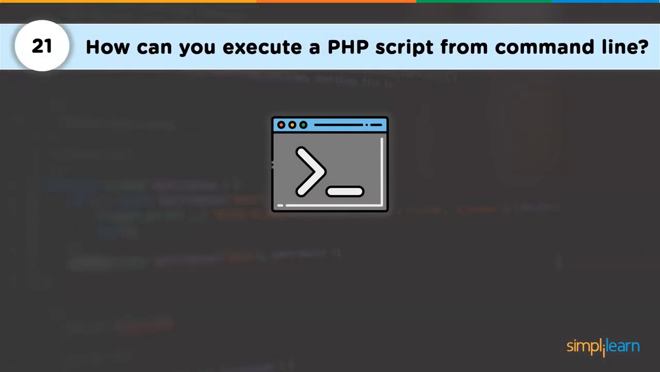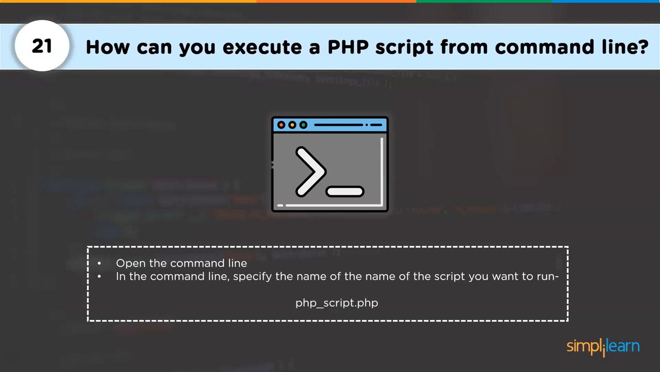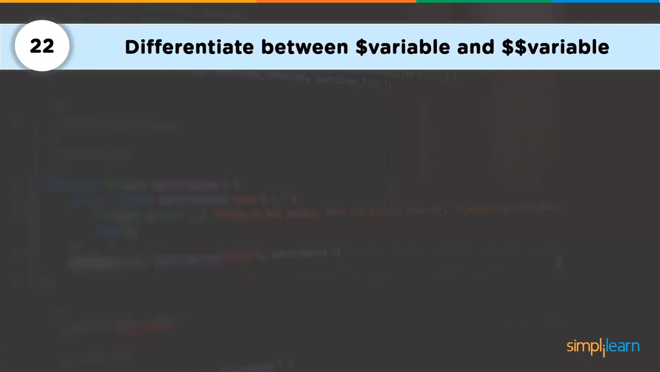Now, a PHP script from a command line can be executed by opening the command line, and inside the command line you have to specify the name of the PHP file that you want to run. Suppose you want to run php_script.php, so you type in the name of the PHP script that you want to run, and that particular PHP script will be executed.